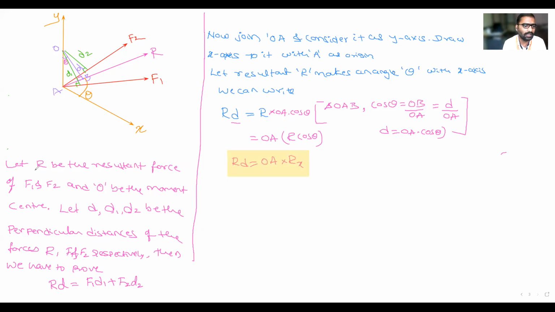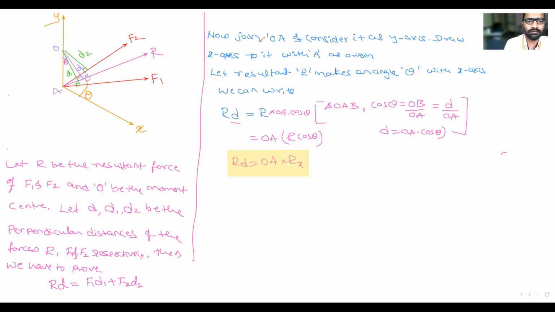So first, let the resultant R be the resultant force of F1 and F2, and O be the moment center. Let D, D1, D2 be the perpendicular distances of force R, F1 and F2 respectively. Then we have to prove that the moment of the resultant force, R into D, is equal to F1 into D1 plus F2 into D2. This one I need to prove. This much clear? Everyone, this is clear? Yes, sir.